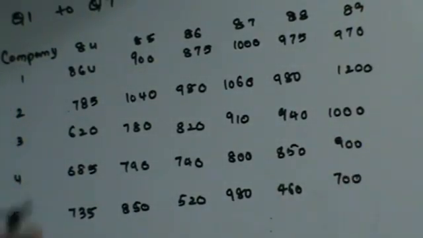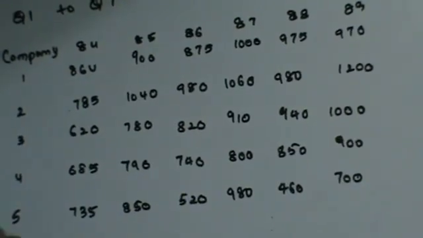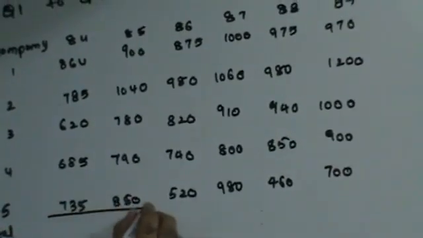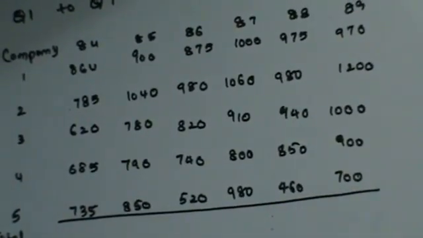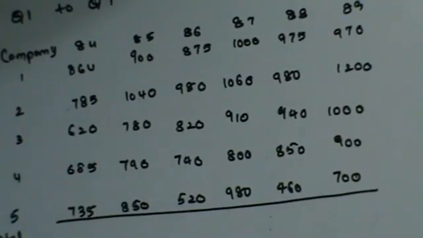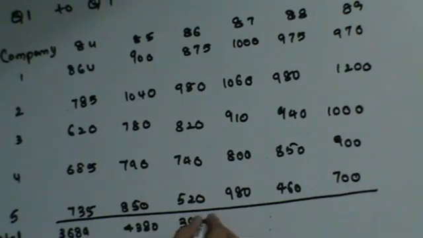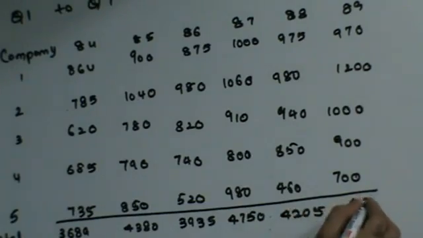What is the first one? This is 864. Okay. Before we start with the questions, let's find out all the totals. If I add the total sales of 1984, this should come to 3689. For 1985, that should come to 4380. 1986, 3935. 1987, 4750. 1988, 4205. And 1989, 4770.